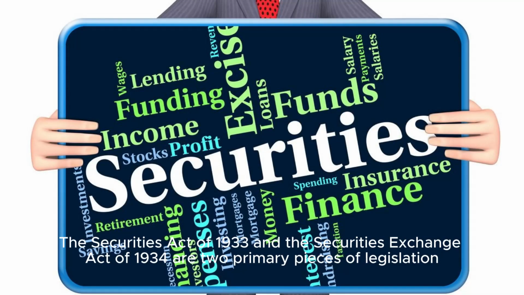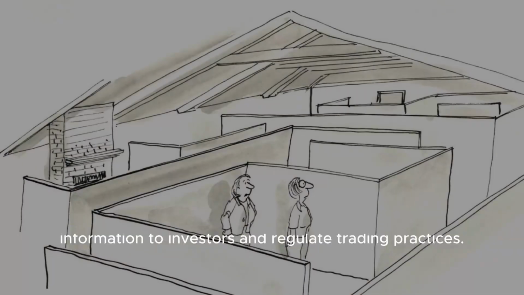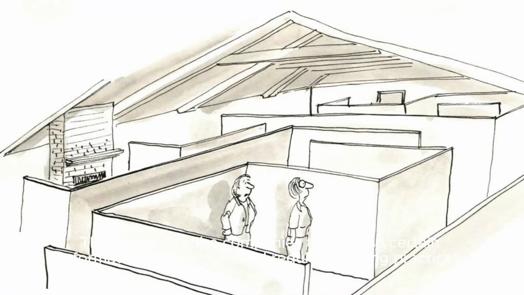The Securities Act of 1933 and the Securities Exchange Act of 1934 are two primary pieces of legislation governing the issuance and trading of securities in the United States. These laws require companies to disclose certain information to investors and regulate trading practices.